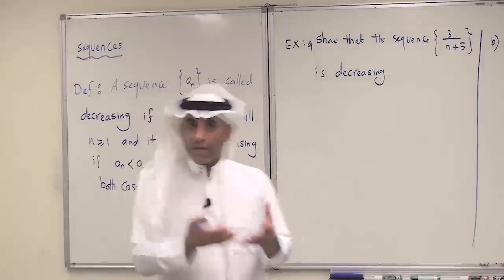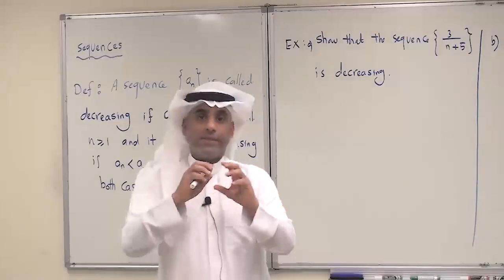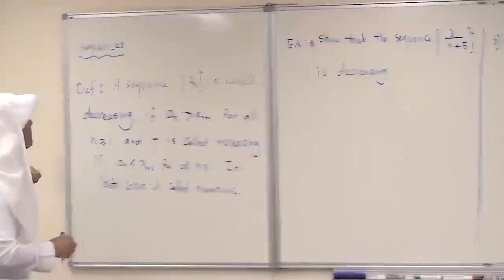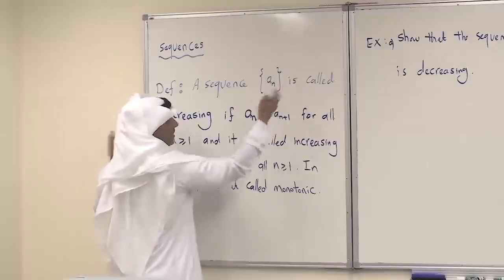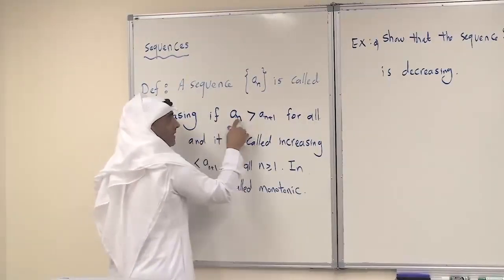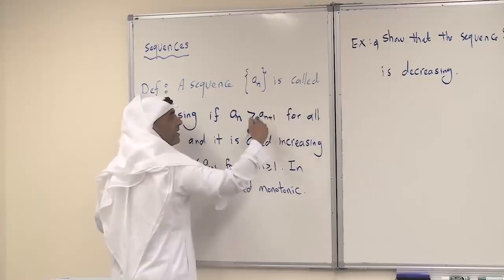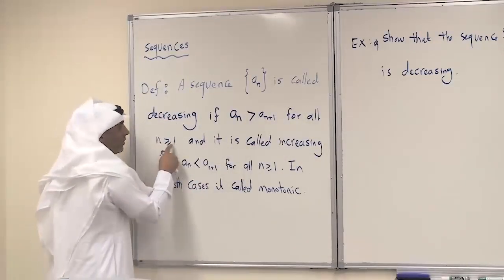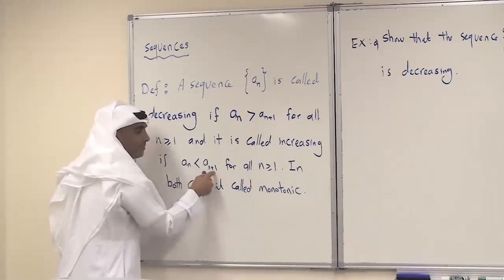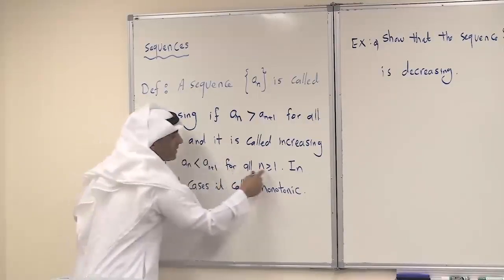Now, after we saw how to calculate the limit of a given sequence, what do increasing sequence, decreasing sequence, monotonic sequence, and bounded sequence mean? Starting with the first one: a given sequence an is called decreasing if an is greater than an plus 1, meaning the values become smaller and smaller as n increases, for all n greater than or equal to 1. And it is called increasing if an is less than an plus 1, meaning the values become larger and larger as n moves, for all n greater than or equal to 1.